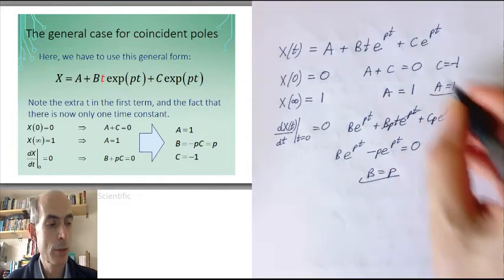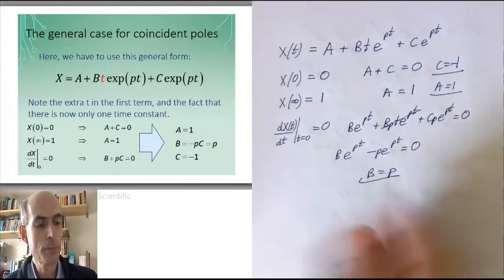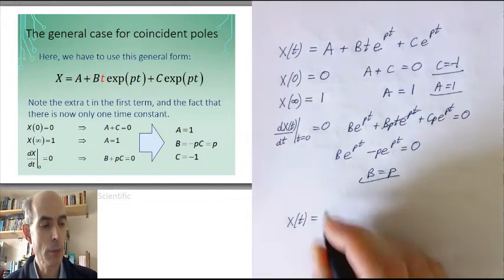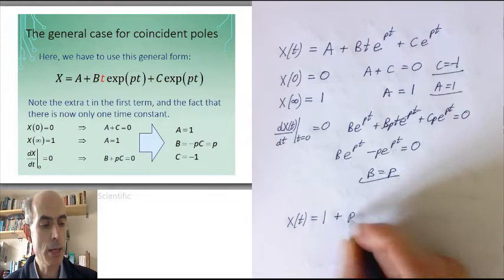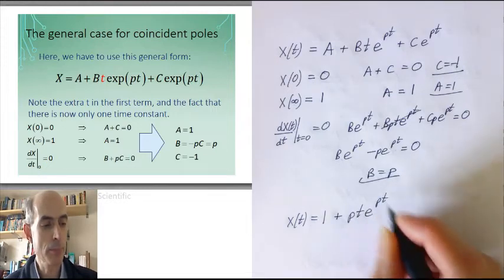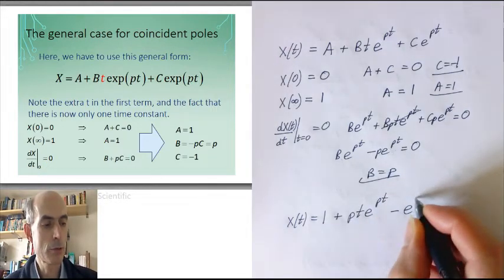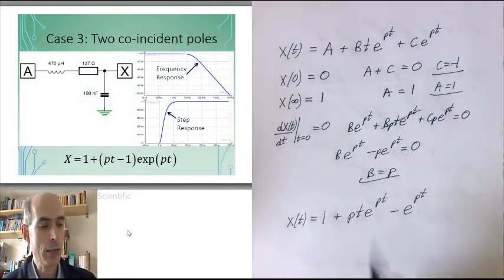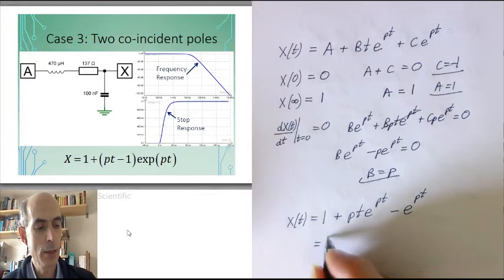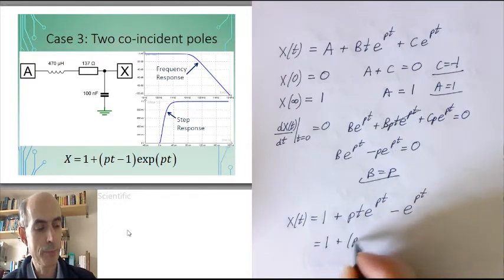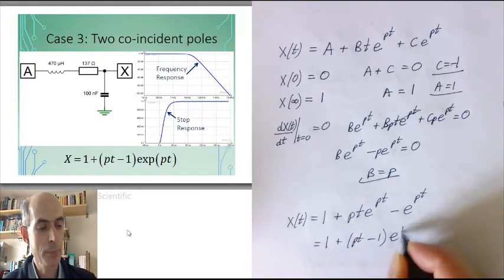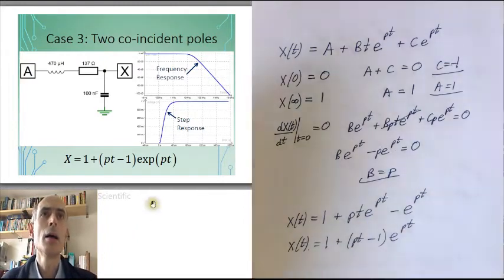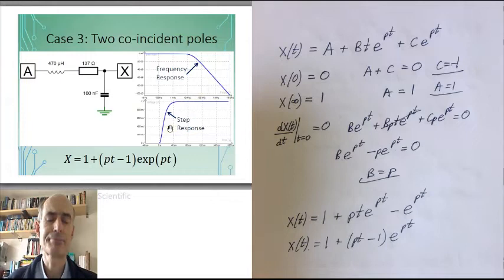So, those are our three values. Our final form for our step response must therefore be 1 plus p t e to the pt minus e to the pt. If I extract the factor of e to the pt, I could write it like this. And this is what it looks like.